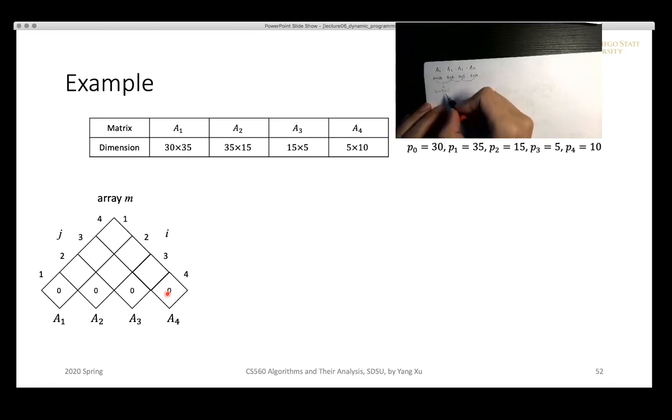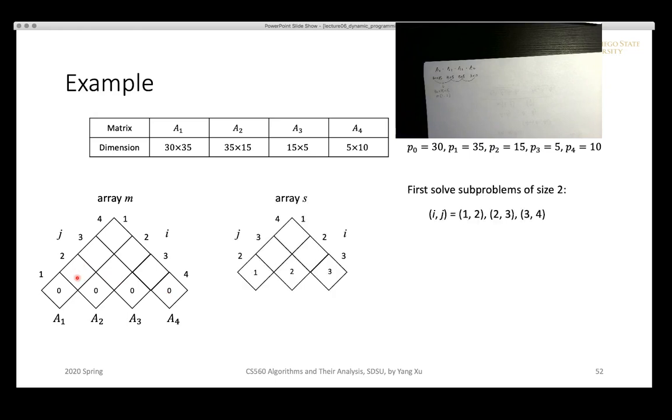So we should put this value into M12, and M12 is this cell. Okay, so let's first solve M12, which gives us 15,750. Also, the procedure will return the K. We also store the K in S12.